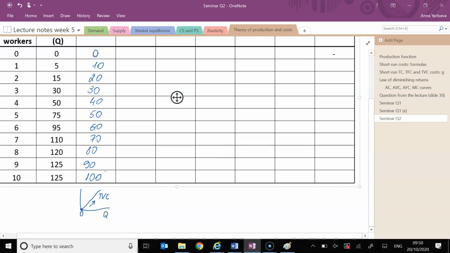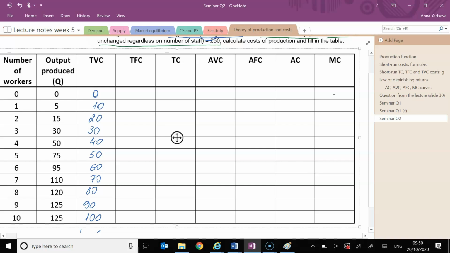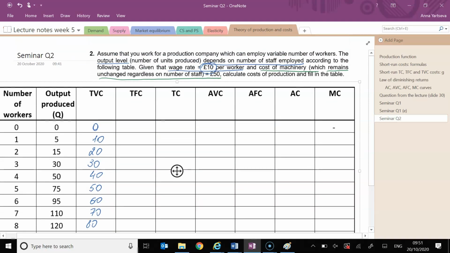It's a straight line in this particular scenario. Any questions? Okay, I'm changing the color now to green, and relevant information was underlined in green here in the task itself. Cost of machinery remains unchanged regardless of number of staff.